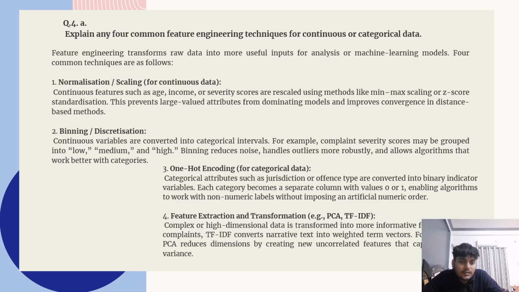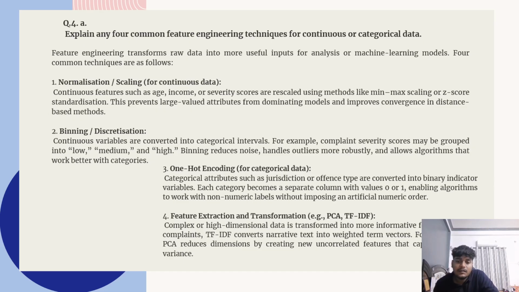Binning and discretization. Continuous variables are converted into categorical intervals. For example, complaint severity scores may be grouped into low, medium, and high. Binning reduces noise, handles outliers more robustly, and allows algorithms to work better with categories. Third one is one-hot encoding for categorical data. Categorical attributes such as jurisdiction or offense types are converted into binary indicator variables. Each category becomes a separate column with values 0 or 1, enabling algorithms to work with non-numeric features without imposing an artificial numeric order. Fourth is feature extraction and transformation.